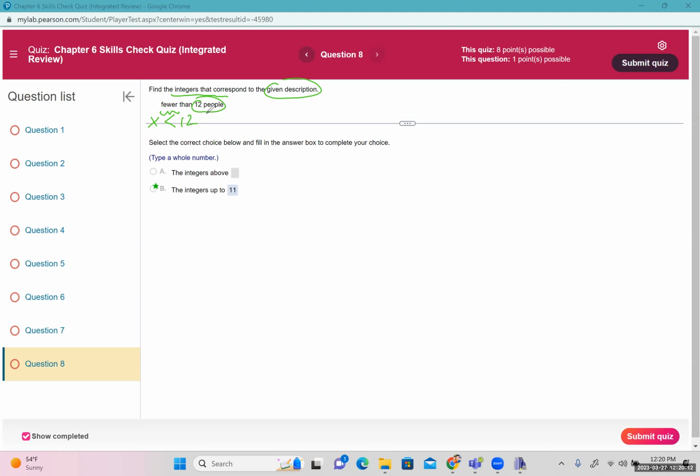Okay, so here I have two answers. One says integer above. Well, this is below, so I don't want to use this answer. The next one says the integer up to. Okay, so this is okay. So up to what? I don't want to include 12, right? I must use the one below 12. So say integer up to 11. That makes sense? And because this is an integer, we can make it up to 11 only.